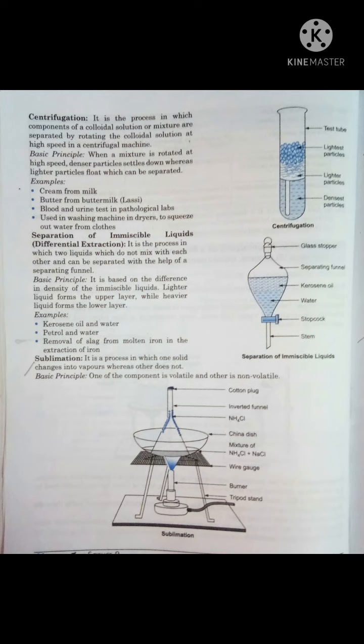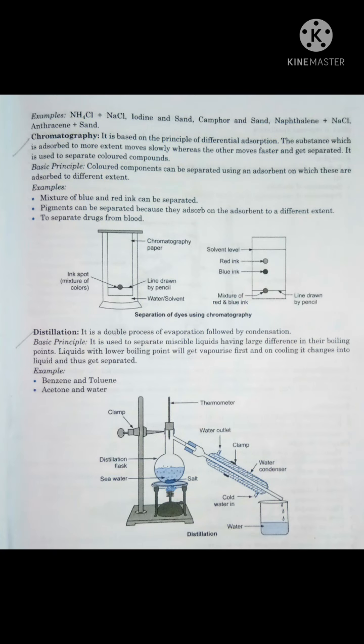Example: you can see iodine and sand, camphor and sand, naphthalene, and these things. Now next is chromatography. It is based on the principle of different adsorption. The substance which is adsorbed to more extent moves slowly, whereas the other moves faster and gets separated. It is used to separate colored components.